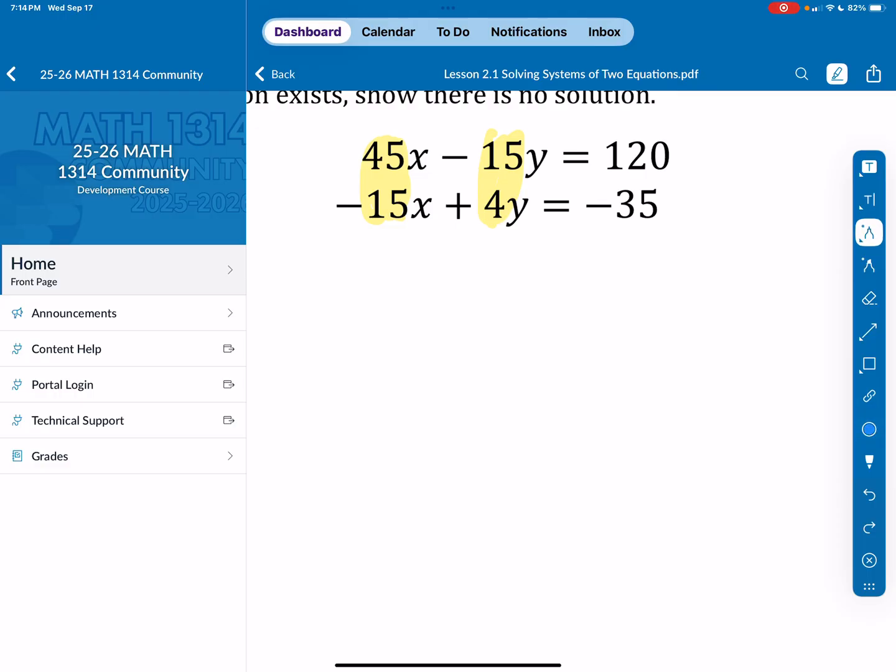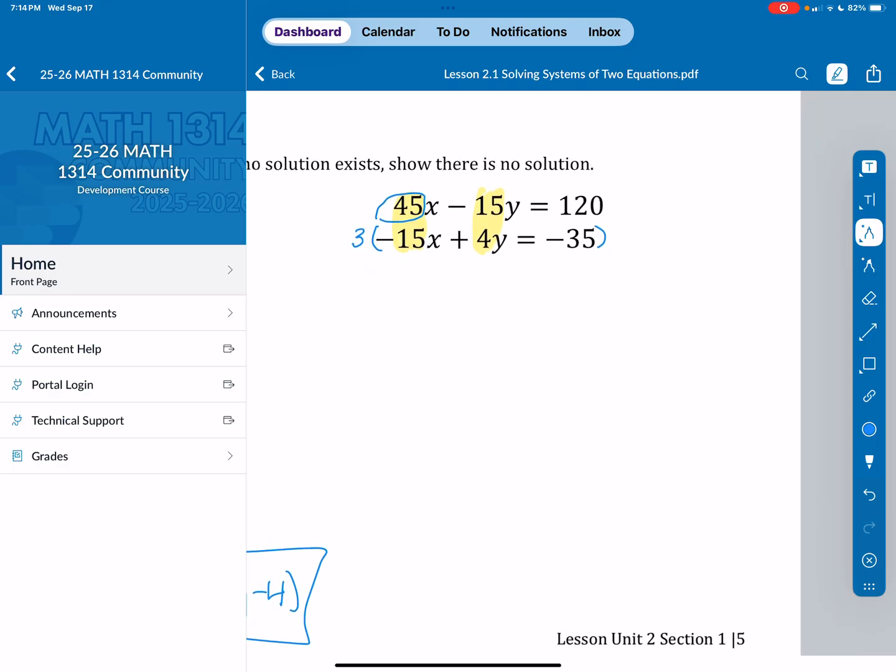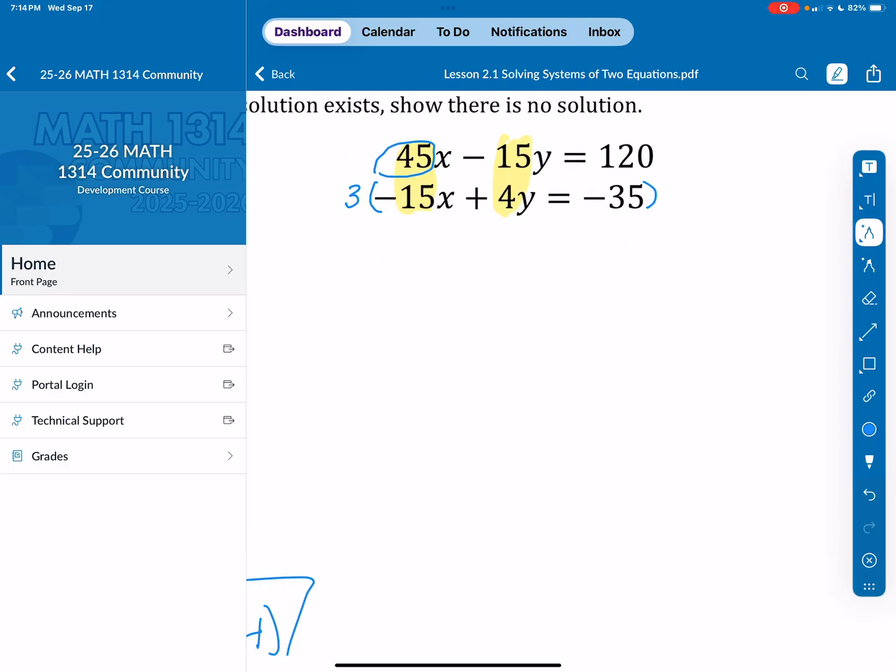Now, I know if I have a positive 45 on top, I can multiply negative 15 by something to give me negative 45. Because remember, since this is a positive 45 here, I want to get a negative 45 underneath to go to 0. So I can multiply the entire equation by positive 3. I like to have the equations on top of each other just because it makes it easier.